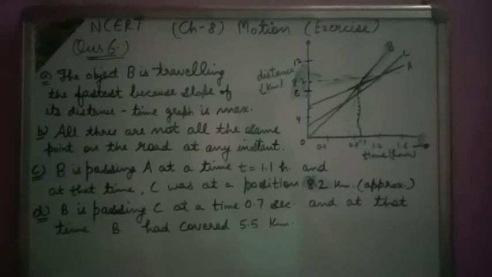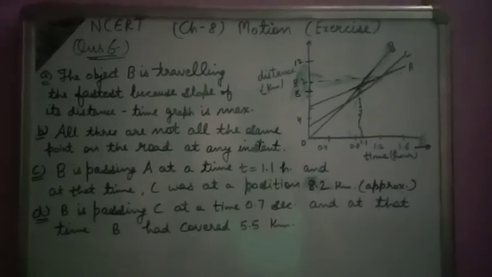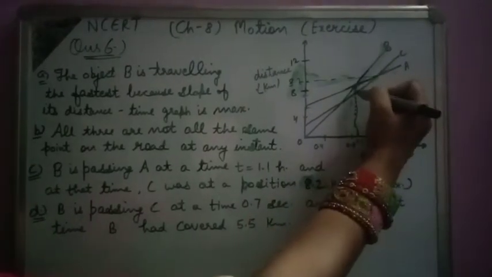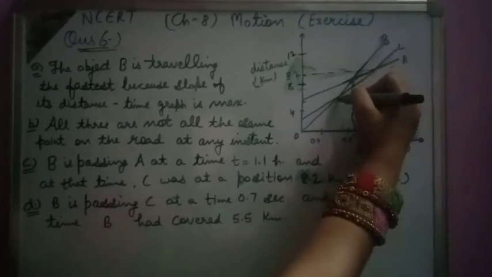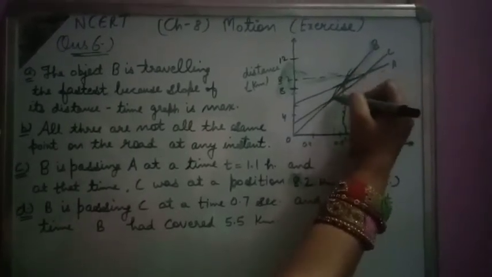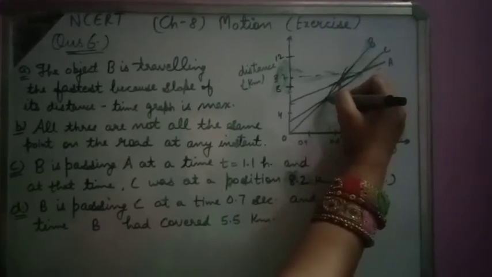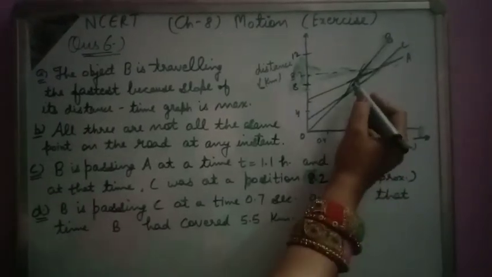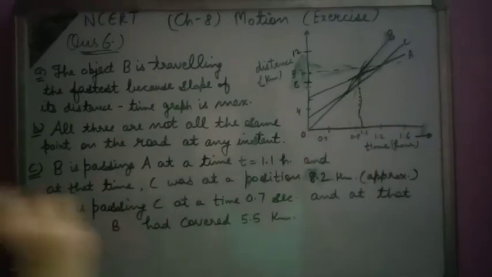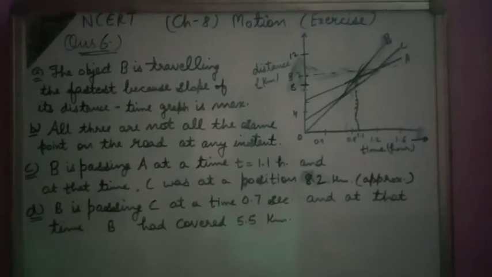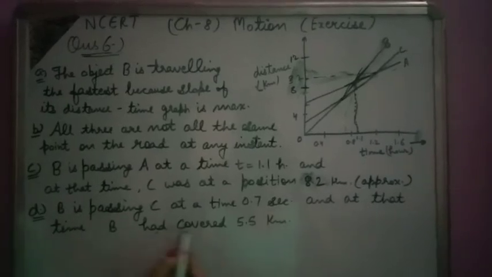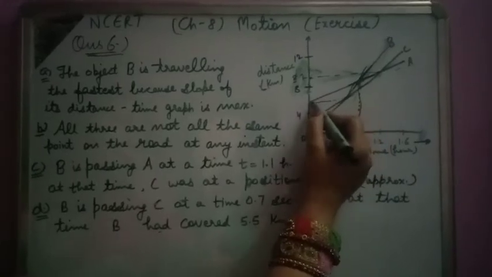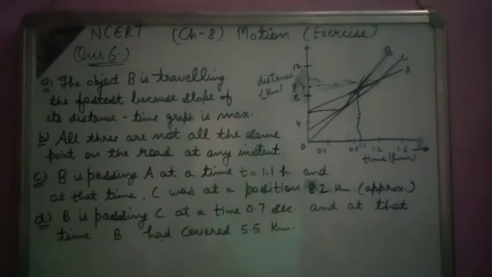Okay, now in part D, how far has B traveled by the time it passes C? Here it is B and here it is C. When B has crossed C, how far has B traveled? B has crossed C at approximately 0.7 hours. At that time B has covered 5.5 km. So B has covered approximately this much distance, 5.5 km.